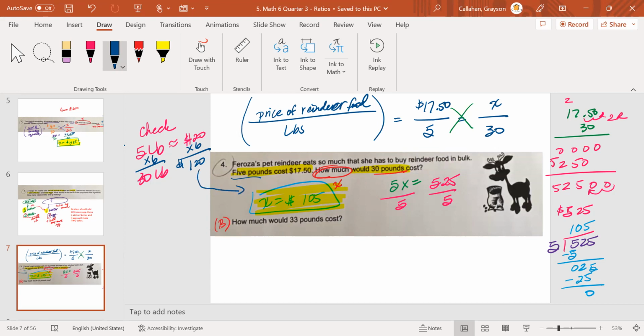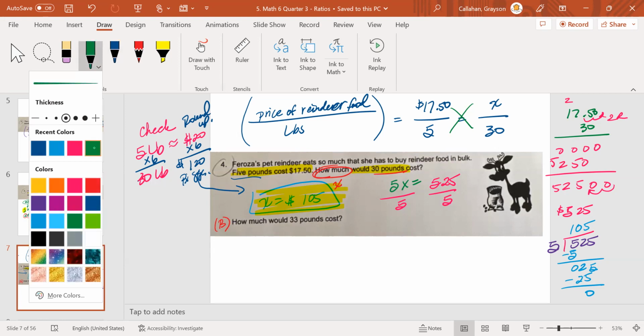105 is pretty close to that, right? And it's smaller than that because remember how we rounded up the $17.50 to 20? So we rounded up, so this number should be bigger, right? So is it a reasonable cost? It's a reasonable cost. You probably got the answer right. Does that make sense? Okay, so then last one, let's see what happens: how much would 33 pounds cost?